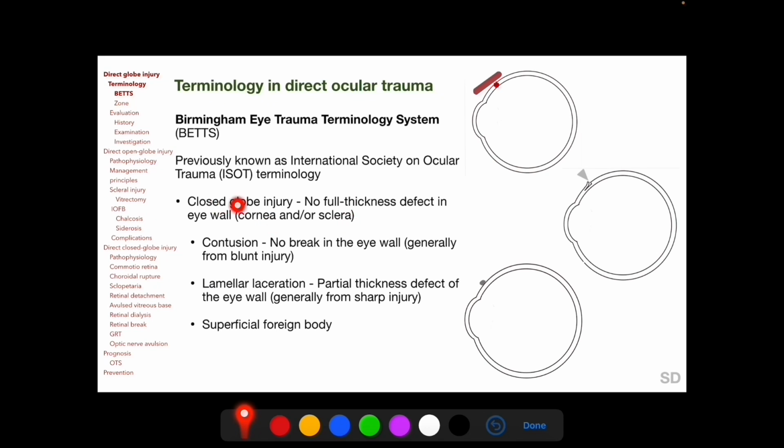Closed globe injury is further subclassified as contusion, in which there is no break whatsoever in the eye wall, either full thickness or partial thickness, and contusion occurs generally from injury with a blunt object, as shown here in this diagram. Lamellar laceration, in which there is partial thickness defect of the eye wall, as seen here in this diagram, generally occurs from injury with a sharp object, and superficial foreign body, as seen here in this diagram.